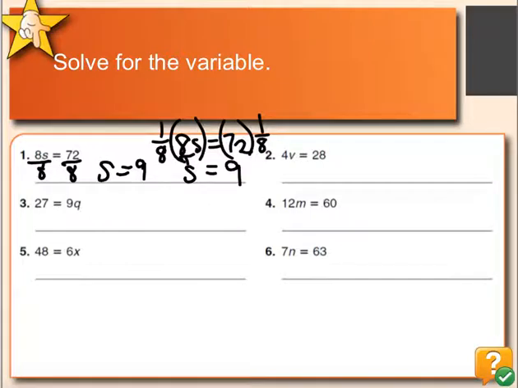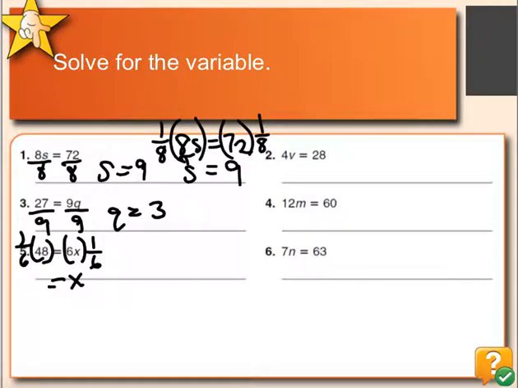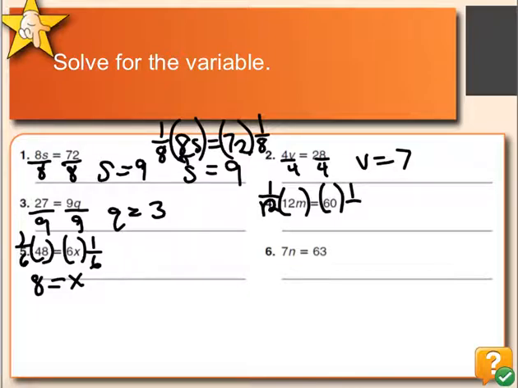So we can do this all the way down, dividing by 9, and getting q equals 3. We could multiply each side by 1/6 and get that x equals 8. We can divide by 4 to get V equals 7. We could multiply each side by 1/12 and get that m equals 5. And we could divide by 7 and get n equals 9.